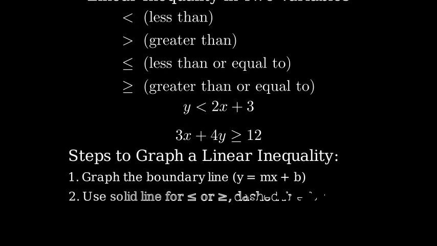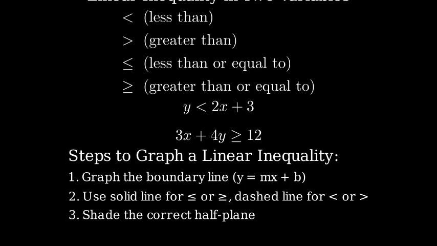Now, let's learn how to graph a linear inequality. The process involves three main steps. First, we graph the boundary line by treating the inequality as an equation. Second, we determine whether to use a solid or dashed line. And third, we shade the correct half plane.